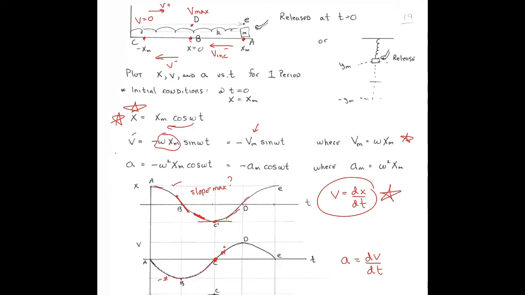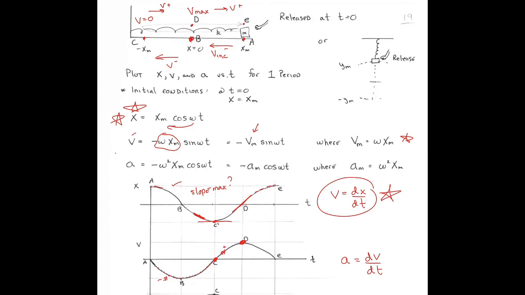Those slopes stay positive all the way to E, which means the block is still headed to the right. Where is the slope the biggest from C to E? The slope is the biggest right at the inflection point. Ooh, that one's drawn pretty bad. So right at the inflection point is where the slope is the biggest. So sure enough, that's where the velocity is the biggest, right there at point D.